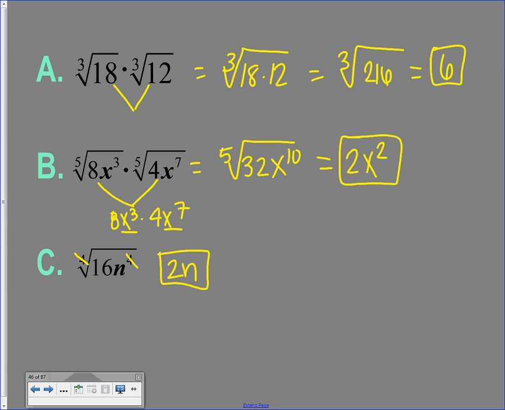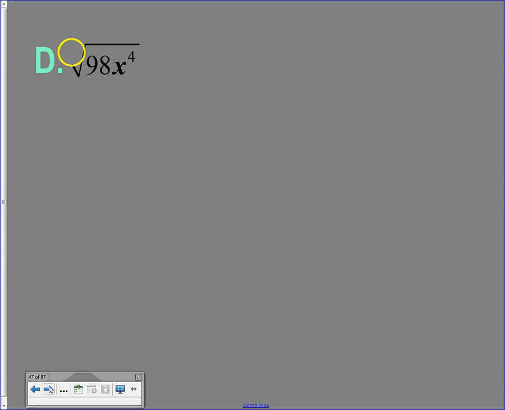So A, B, and C are pretty straightforward examples. Ones like example D, E, and F are where things are going to get a little trickier. In example D, I have the square root of 98x to the fourth. First of all, you want to remind yourself that if there is not a number there, that's really a 2. So we don't know the square root of 98, but we do know, hopefully, a perfect square that breaks down 98 evenly. Right now I'm just going to do a little scratch work.